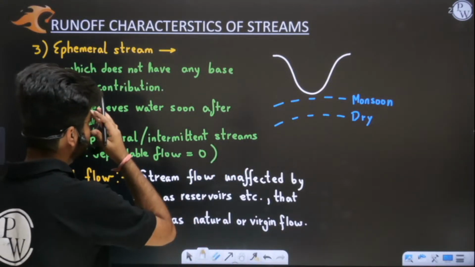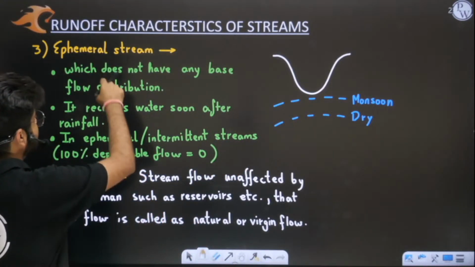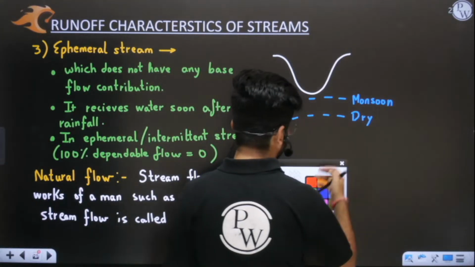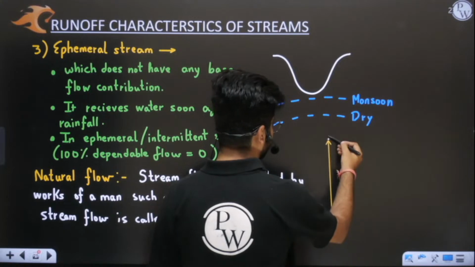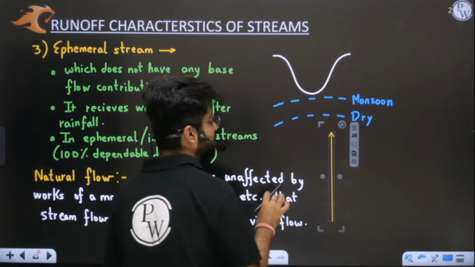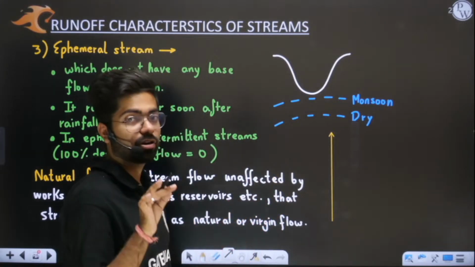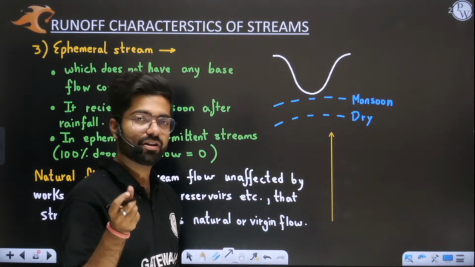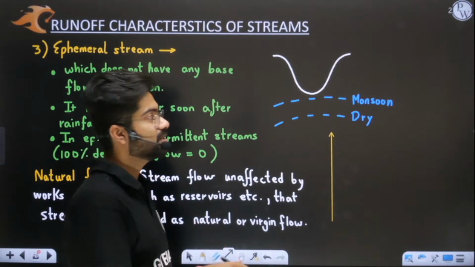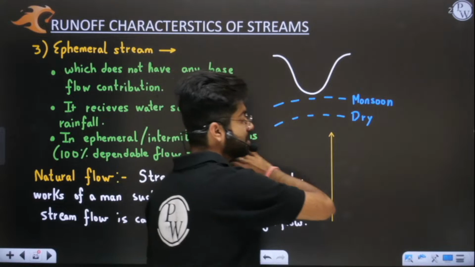But one thing is missing here. I have not shown you the hydrograph of ephemeral stream. So let me draw the graph of ephemeral stream here. See, an ephemeral stream will have water only after rainfall. Whenever rainfall is there, you will see water, but when rainfall is not there, you will see no water. Like this, it will be dry throughout the year.